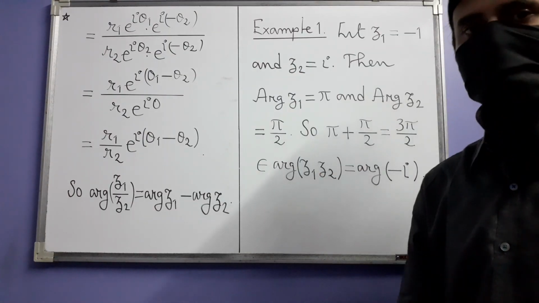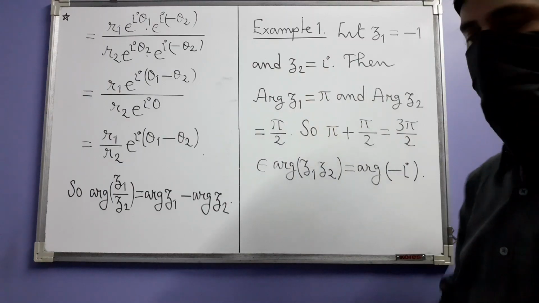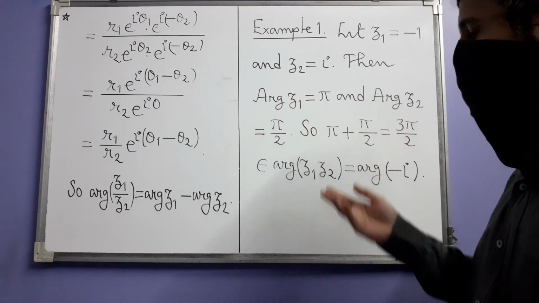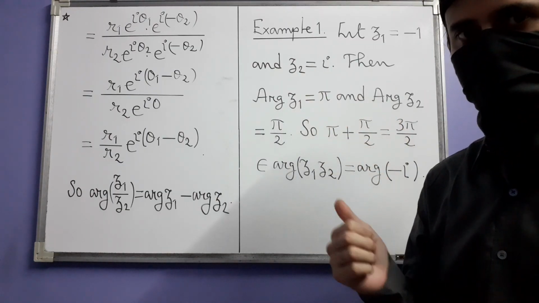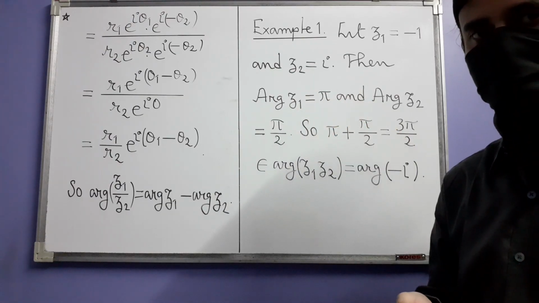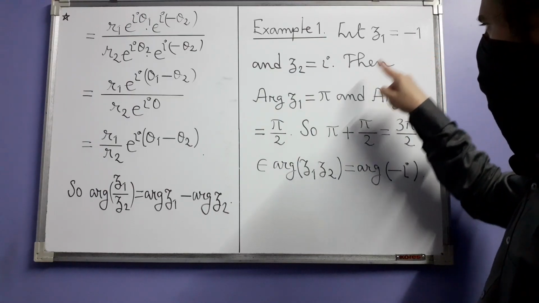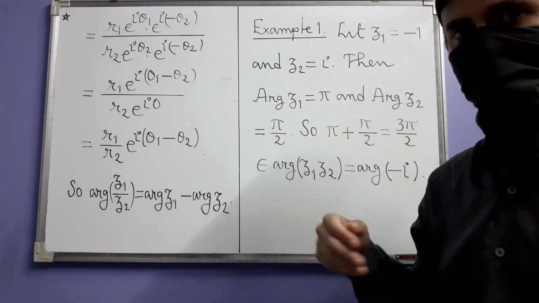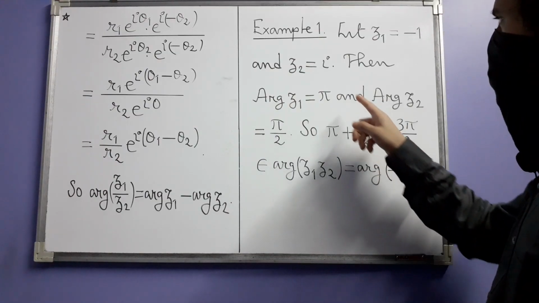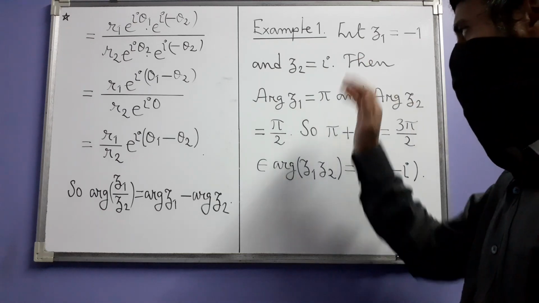So let's take an example where z1 is minus 1 and z2 is I. Instead of taking arbitrary arguments of these complex numbers, the authors have chosen to take principal arguments, because why not? The principal argument of minus 1 is pi because it's a negative real number, and the principal argument of I is pi divided by 2 because of this.